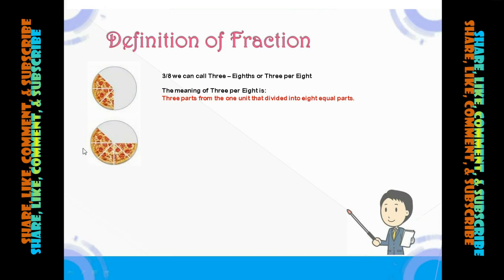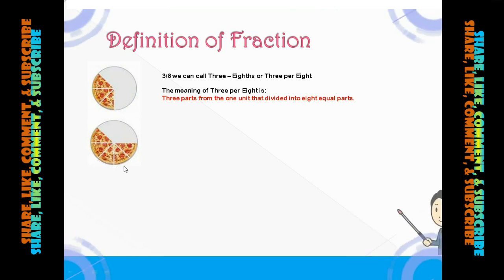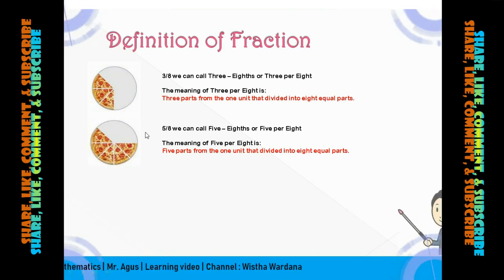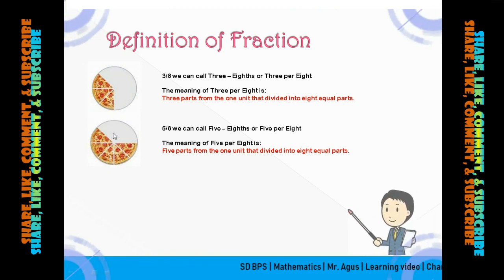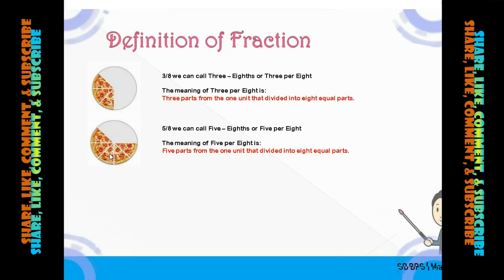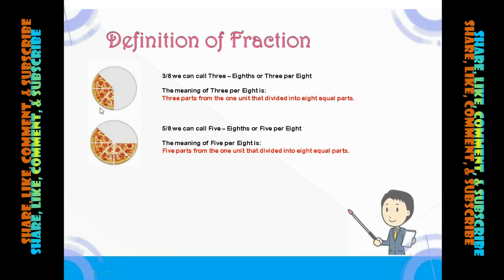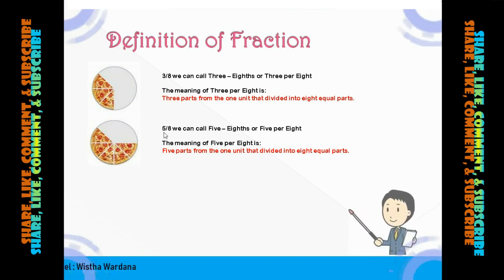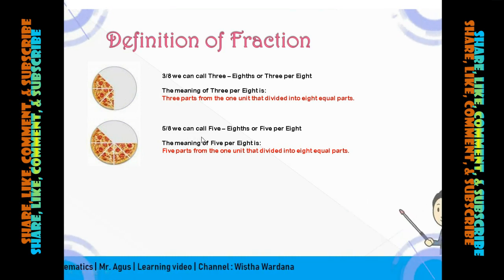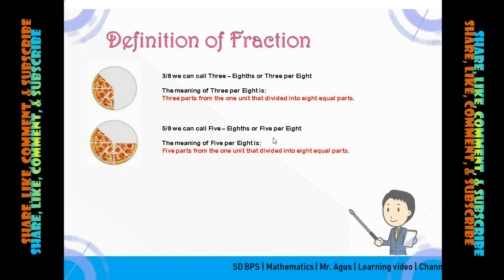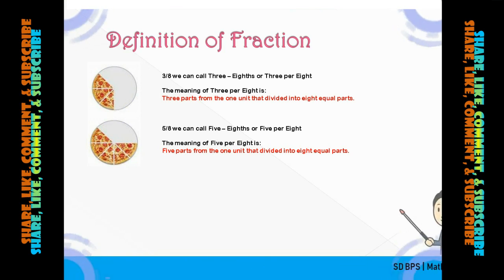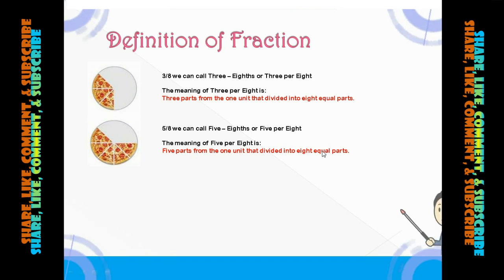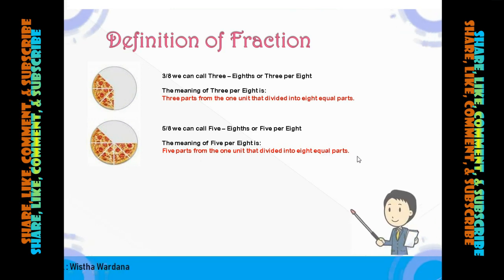The second figure, we have one pizza that is cut into 8 equal parts, and then we have 5 parts of them. So the numerator is 5 and the denominator is 8. We have 5 per 8, which we can also call 5 eighths. The meaning of 5 per 8 is 5 parts from the 1 unit that is divided into 8 equal parts.